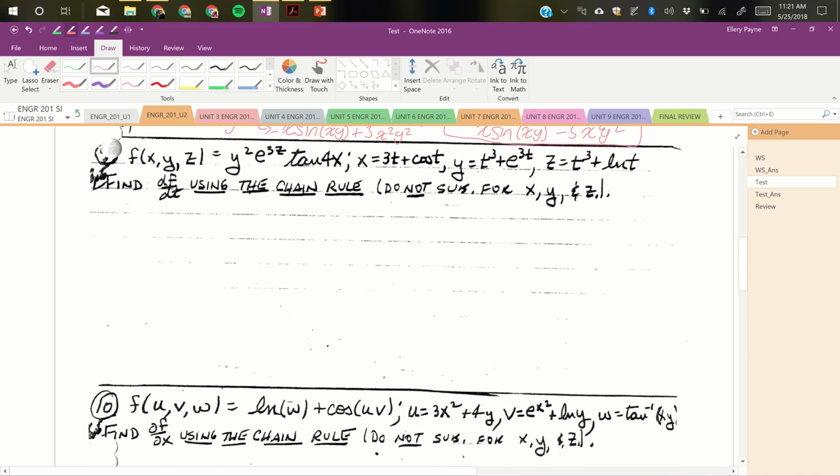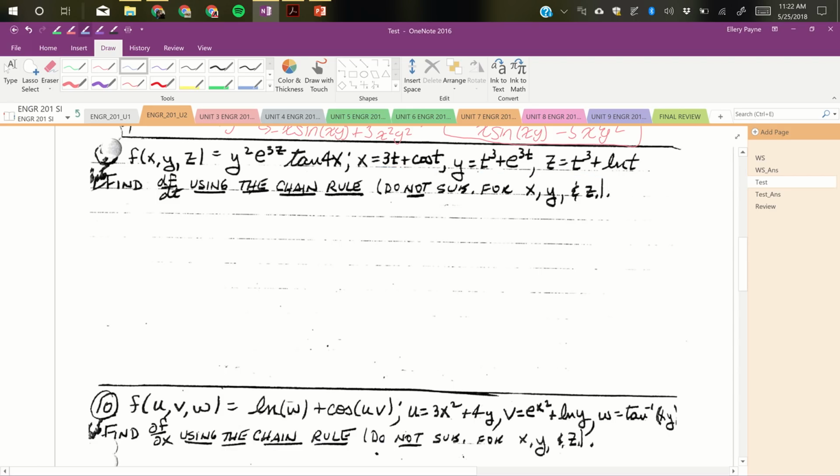Next problem is we have a function of x, y, and z, and f equals y squared e to the 3z tangent 4x, where each of x, y, and z equals its own function of t. We'll do some blue now. Now it's asking us to find the full derivative of df/dt using the chain rule. It says do not use substitution, so it means don't plug in each of these for your respective y, z, and x, then take the derivative. You want to use the chain rule to solve for it.